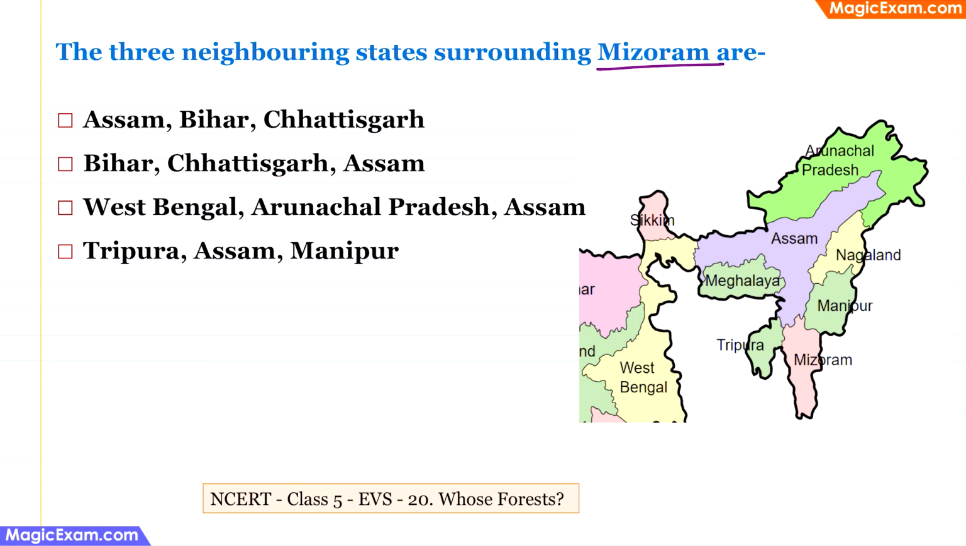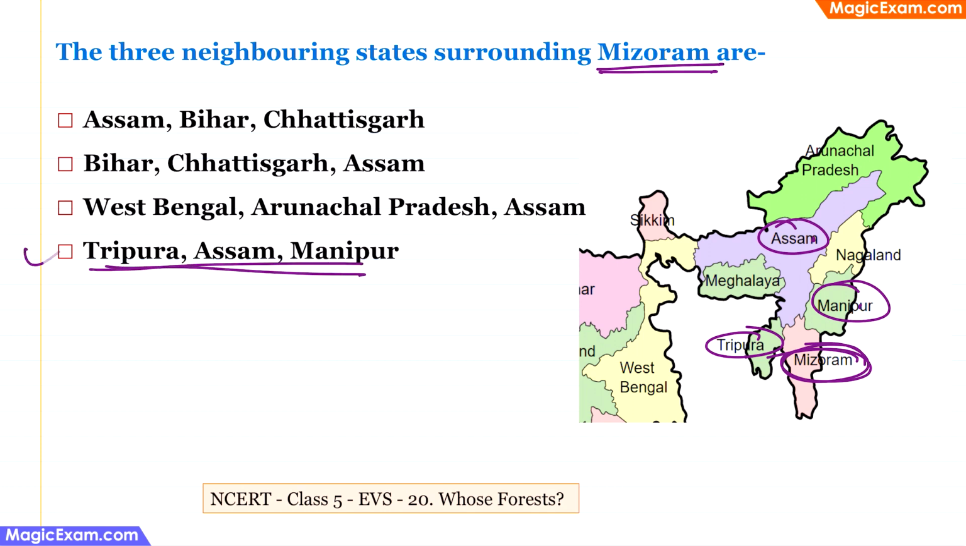Now coming to this question, this is asking us the three neighbouring states surrounding Mizoram are what? Now if you look at the map of India, if this is Mizoram, then the three states which surround Mizoram are Tripura, Assam and Manipur, because all these three states have a border with Mizoram. Therefore the answer is Assam, Tripura and Manipur. So when we look at the answer choices, the last one, that is Tripura, Assam and Manipur, is the correct answer.